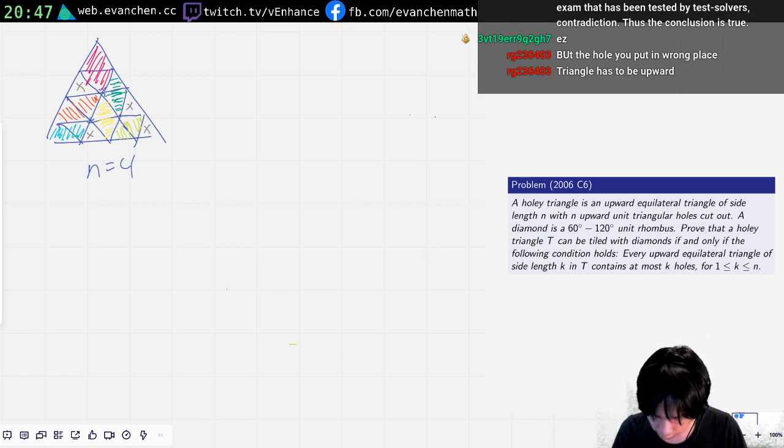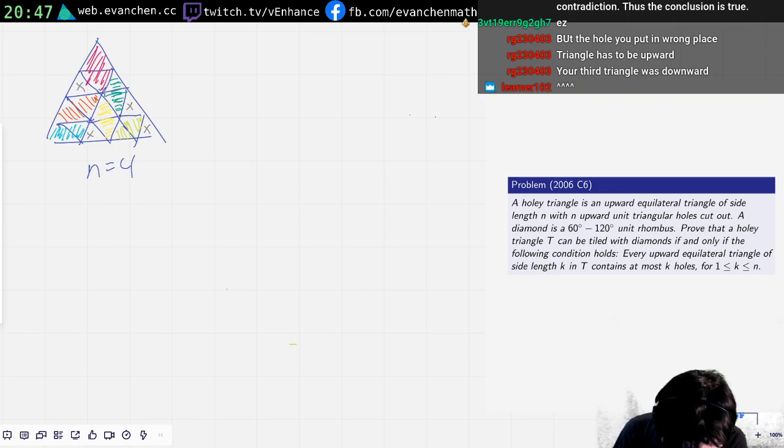Oh, the holes have to be upwards. Okay, okay. Then I believe the statement a little more. The holes are. Oh, shoot. This is why you read the question carefully.